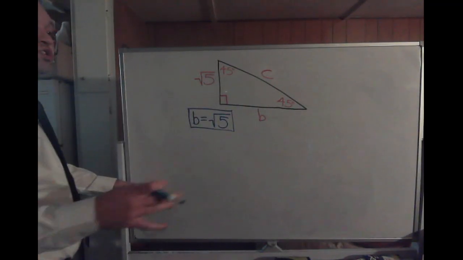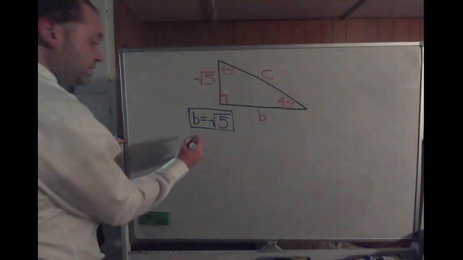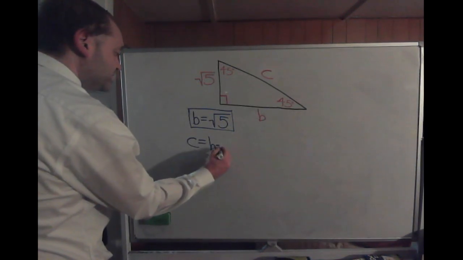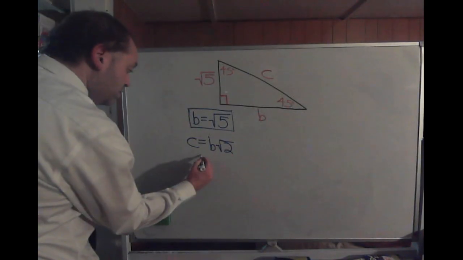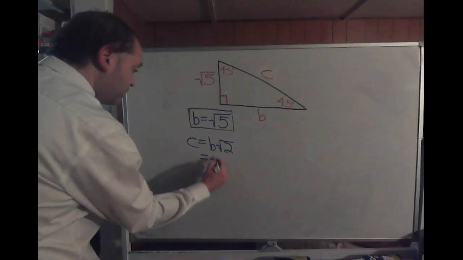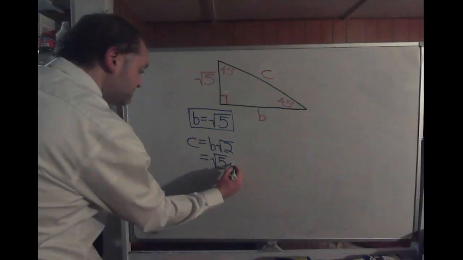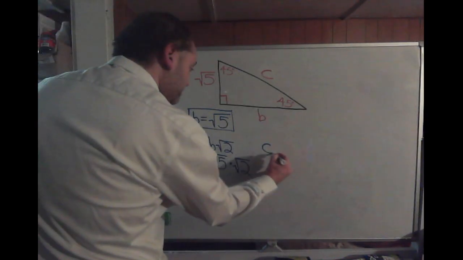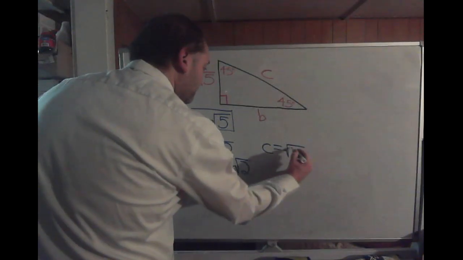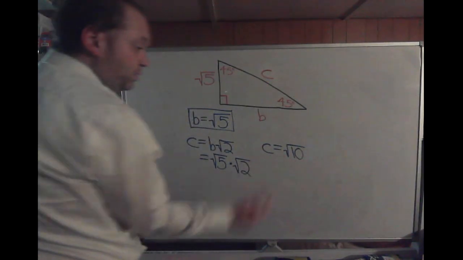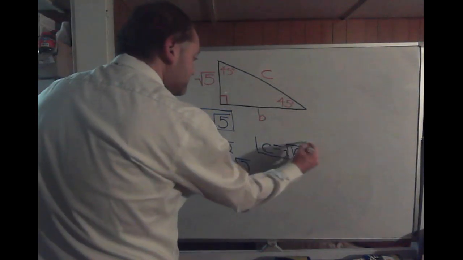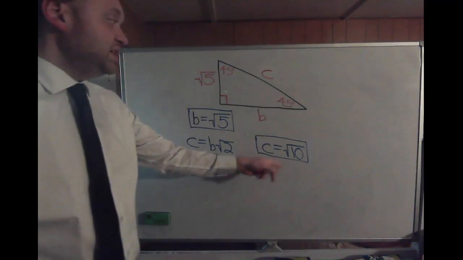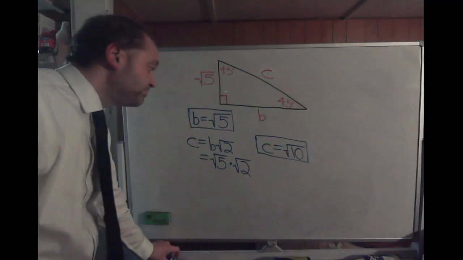It's always equal to the square root of 2 times the length of one of the legs. So we could say C equals B times the square root of 2, which would then give you, of course, the square root of 5 times the square root of 2, which means the length of your hypotenuse C would be equal to the square root of 10, which does not reduce any further, it doesn't simplify any further, so the length of your hypotenuse C is the square root of 10.